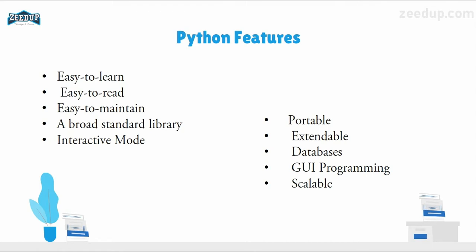A broad standard library support is provided by Python. We have many of these standard libraries in Python, some of which are used to perform many of the complex tasks. Almost every task, every step that you need to do can easily be found in one of its libraries. That is why Python has the most extensive library support among all the programming languages out there.